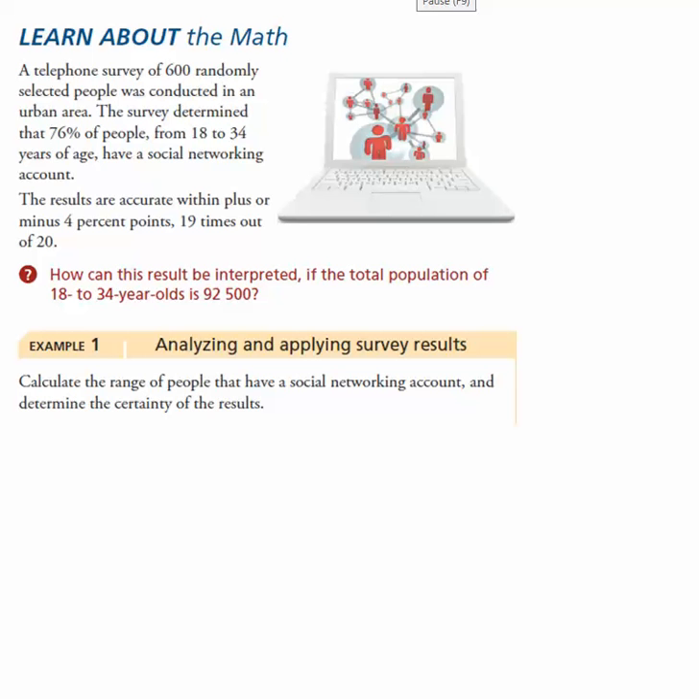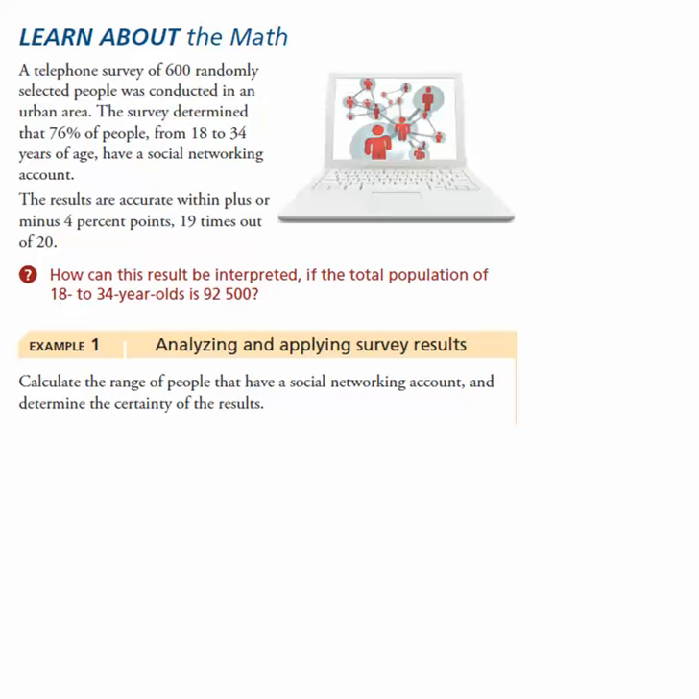This is example 1 in section 5.6. And the example states, a telephone survey of 600 randomly selected people was conducted in an urban area. Survey determined that 76% of people from ages 18 to 34 years of age have a social networking account. Results are accurate within plus or minus 4 percentage points, 19 times out of 20.